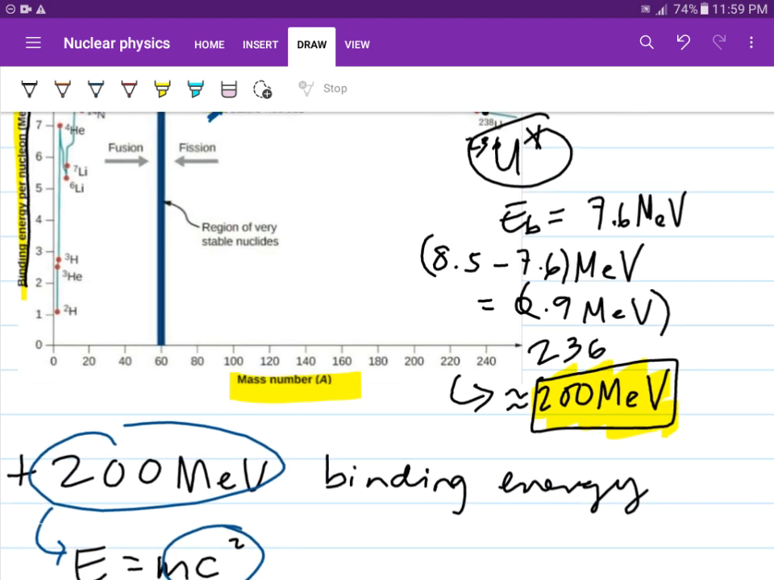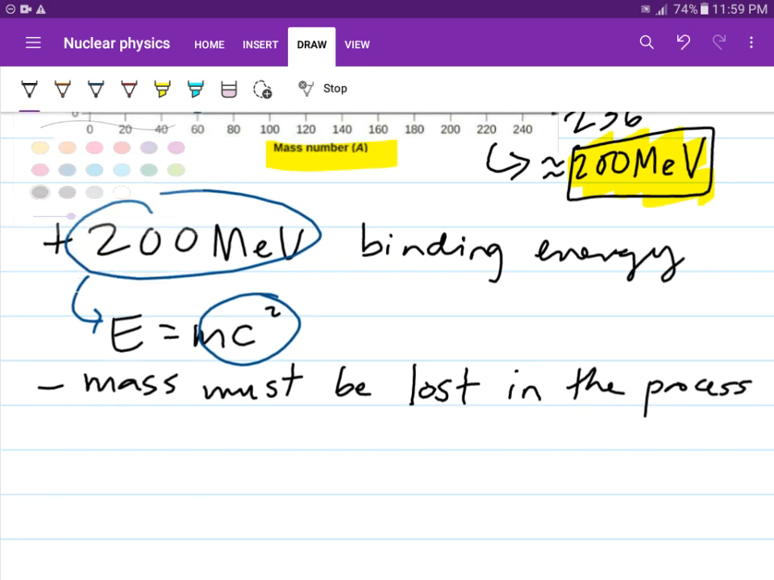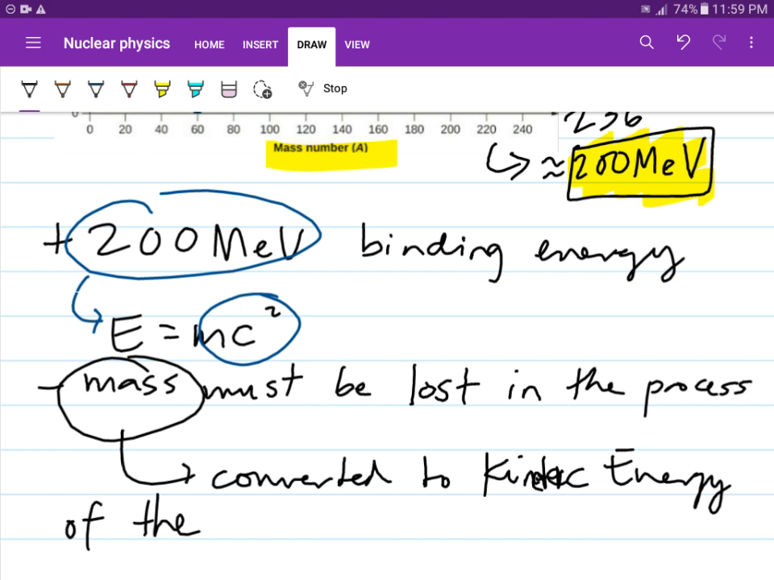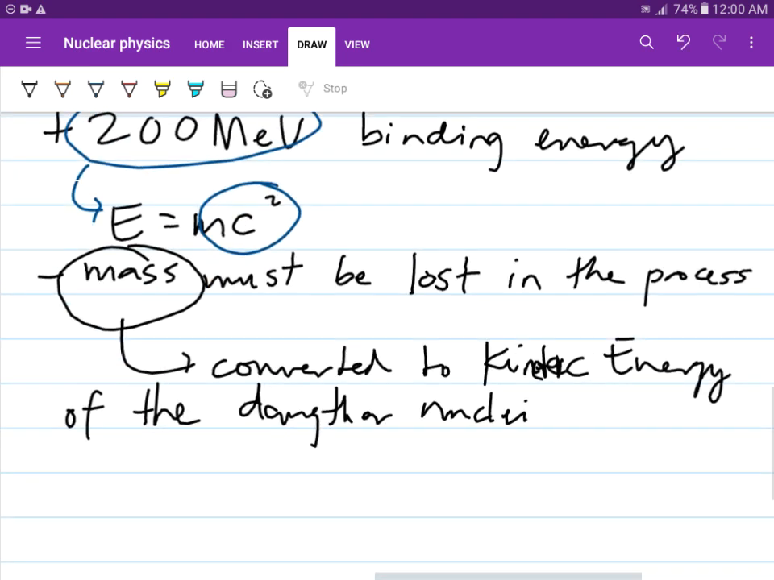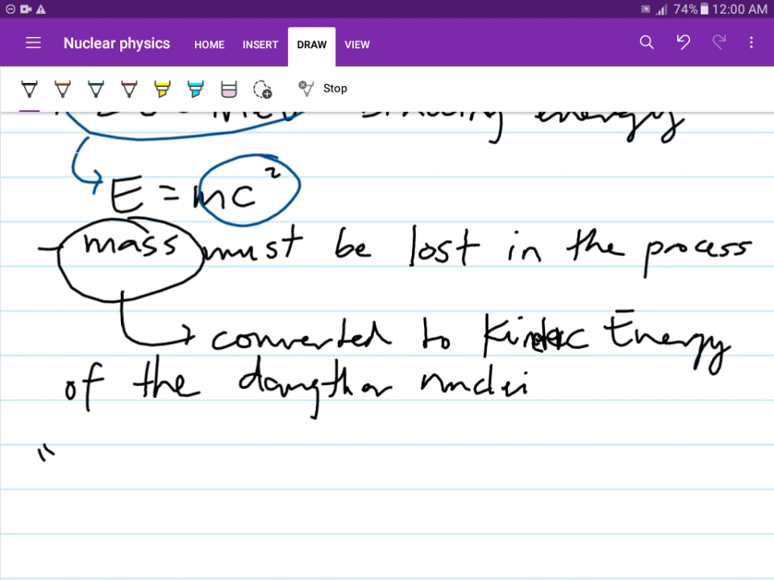So mass must be released during the process, and that mass is converted to kinetic energy of the daughter nuclei. Or in other words, this is the energy released. This is the energy released in fission.